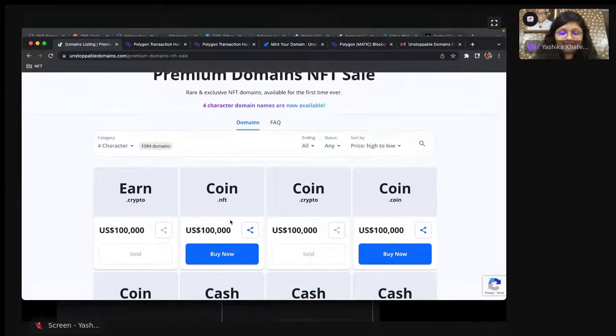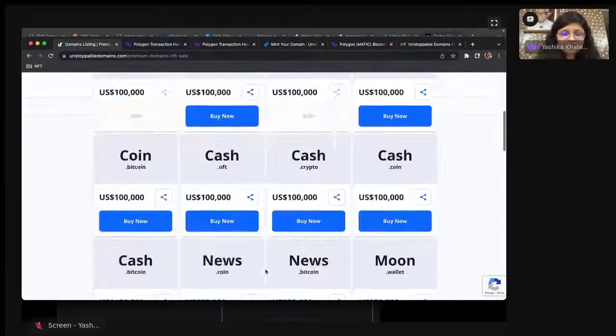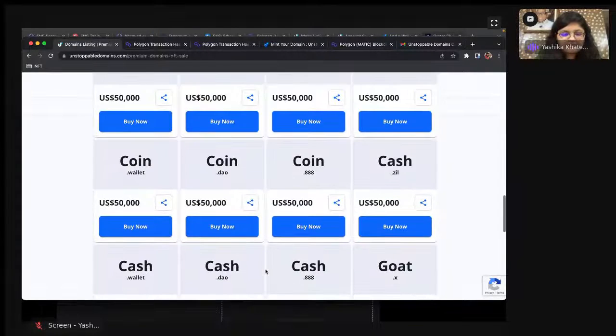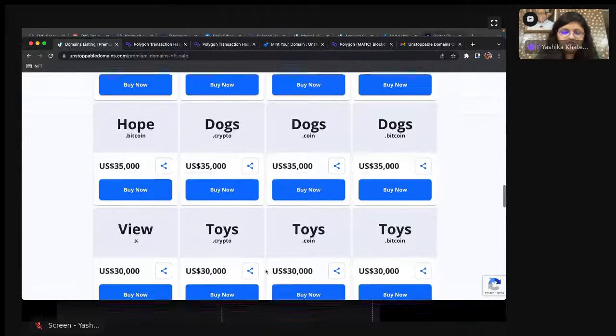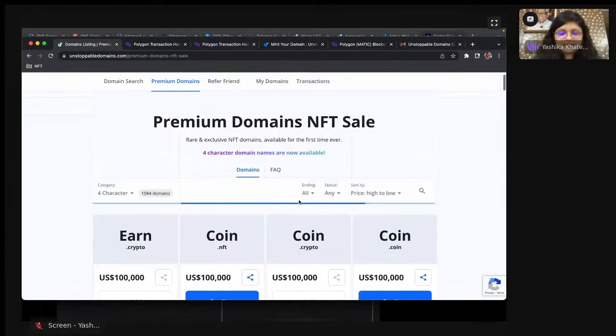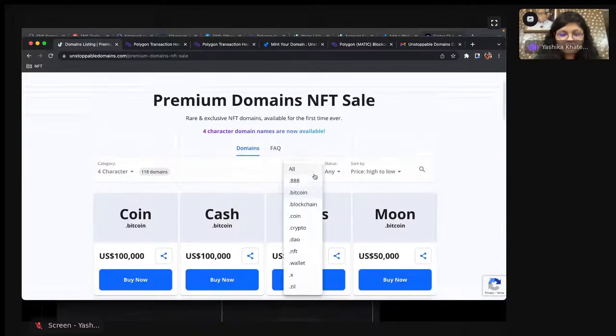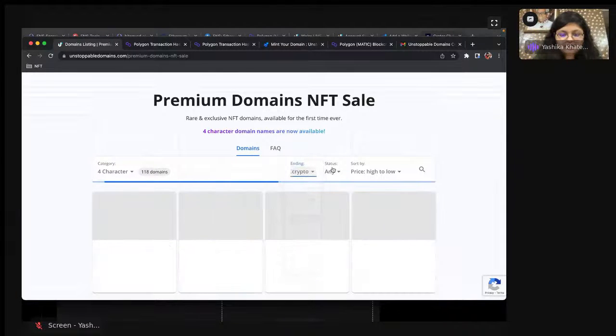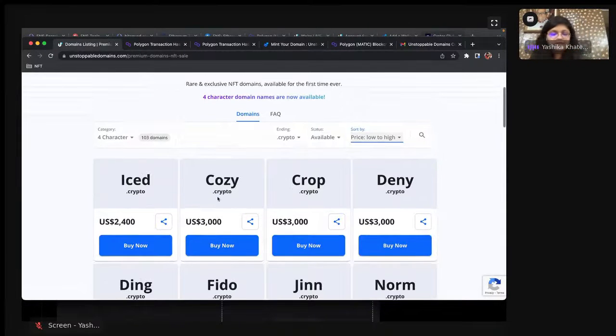And then coin.nft. So it lists me all the options: moon, meme, love, coin, cash, your, hope, dogs, toys, and all of these. If I want to be specific, like I want to only check dot crypto wallets, and the status should be available, and the price should be low to high. Probably, if I do that, it will tell me the least starting point is $2,400, which is still a lot of money, right? So $2,400 and 103 domains are here.